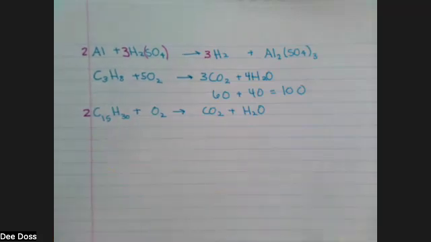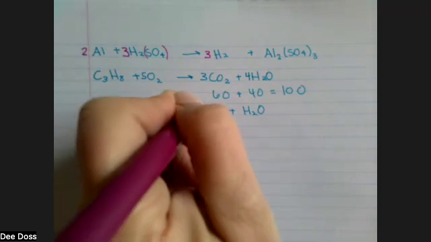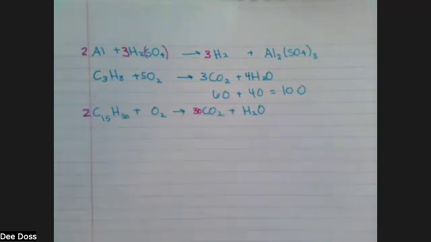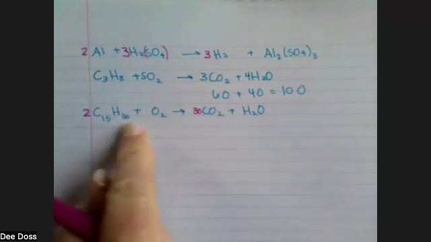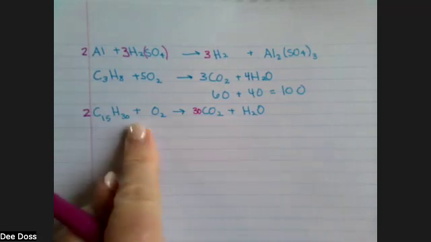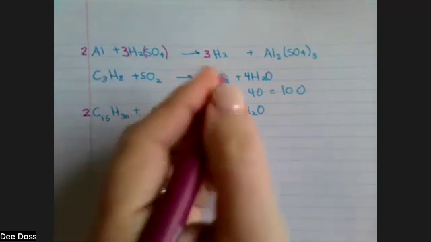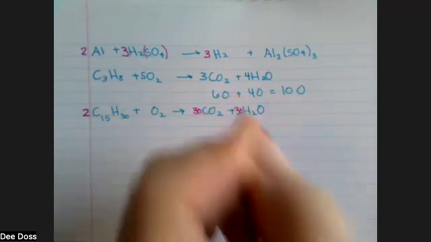15 times 2 is 30. So I'm going to go ahead and put a 30 out here. I'm going to do my H's next because my O's are in two spots over here. 30 times 2 is 60. I'm going to put a 30 here.